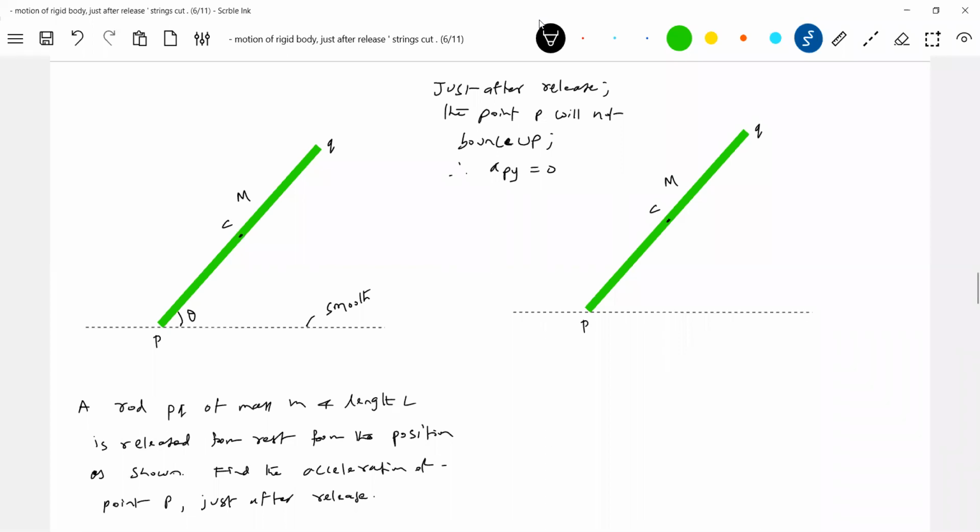So what is the acceleration of point P along y-axis? Just after release, the point P will not bounce up, or will not get into the ground. So therefore, acceleration of point P along y-axis is 0. This is what actually happens practically. Okay, now I'm going to put it here. Now will it rotate about point P or the center? It will rotate about the center of mass. It will in fact rotate about the center of mass.